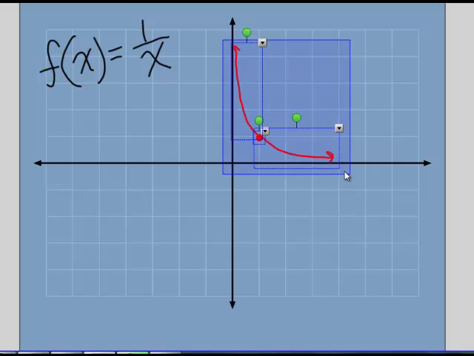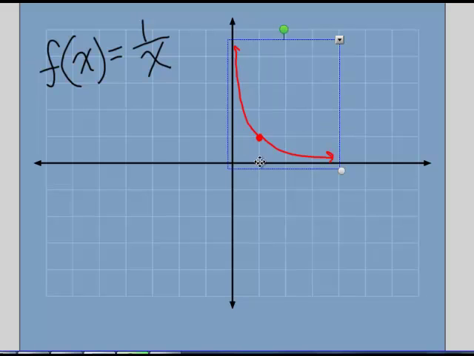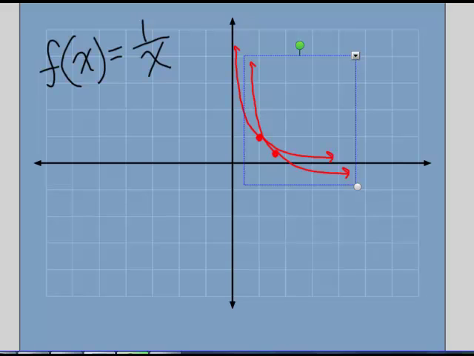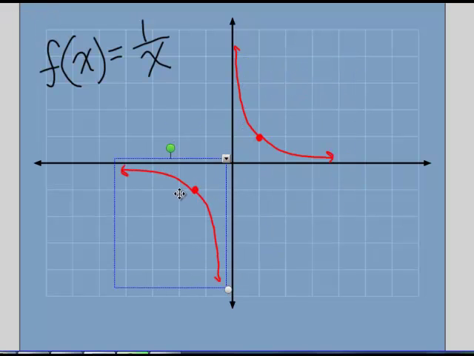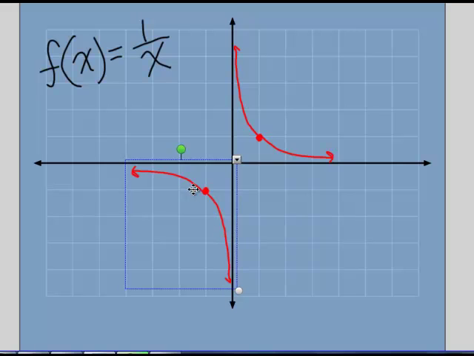Now, if I look at this, the same thing is happening in the negative quadrant. When my x is negative, my f of x is going to be negative. So let's clone this, and let's flip it. And that actually goes right here. So you can see this is f of x is equal to 1 over x. This is an inverse relationship.